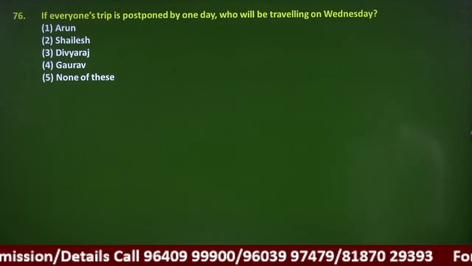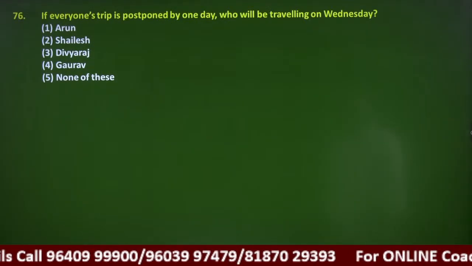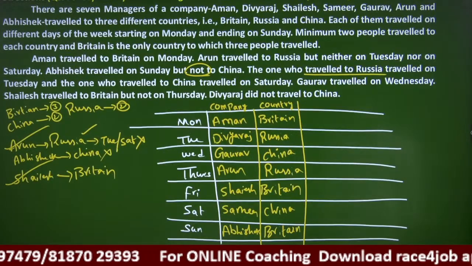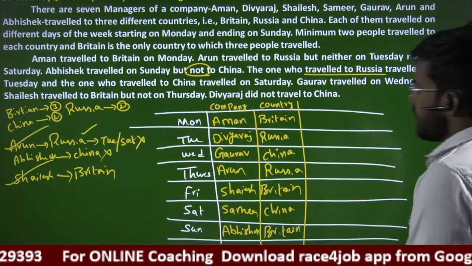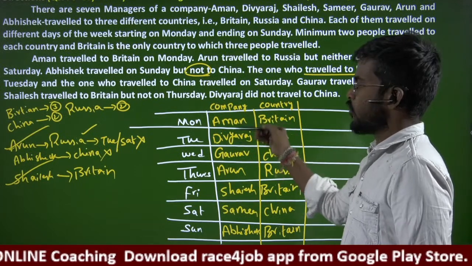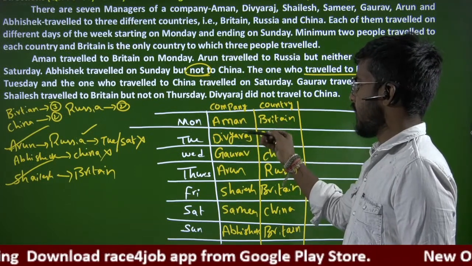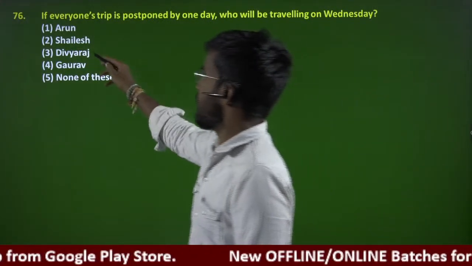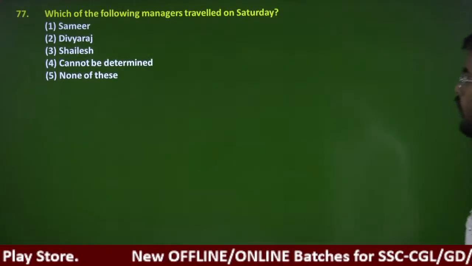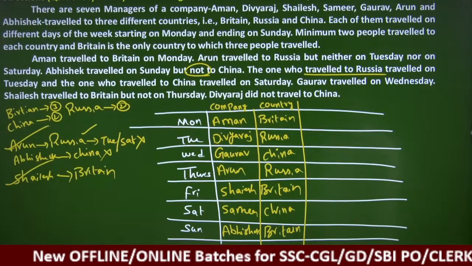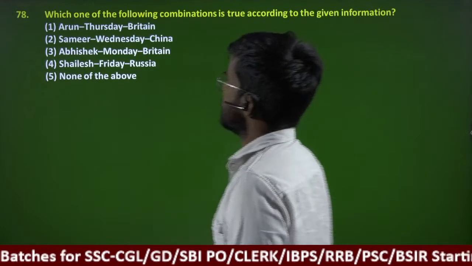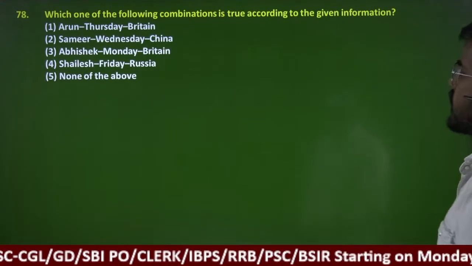Let's see the problems. If everyone's trip is postponed by 1 day, who will travel on Wednesday? If 1 day is postponed, Aman comes here, and after Aman, Divya Raj comes. So Divya Raj will come on Wednesday. Who travels on Saturday? On Saturday, Samir travels to China. Samir.